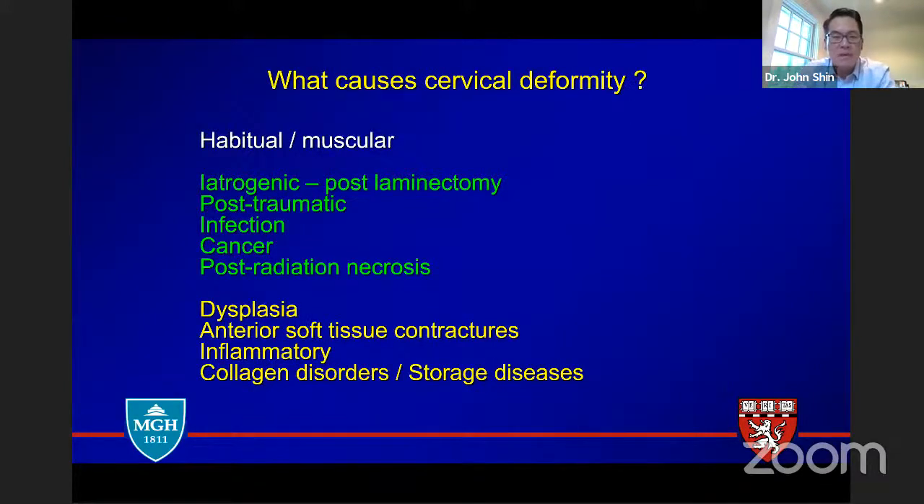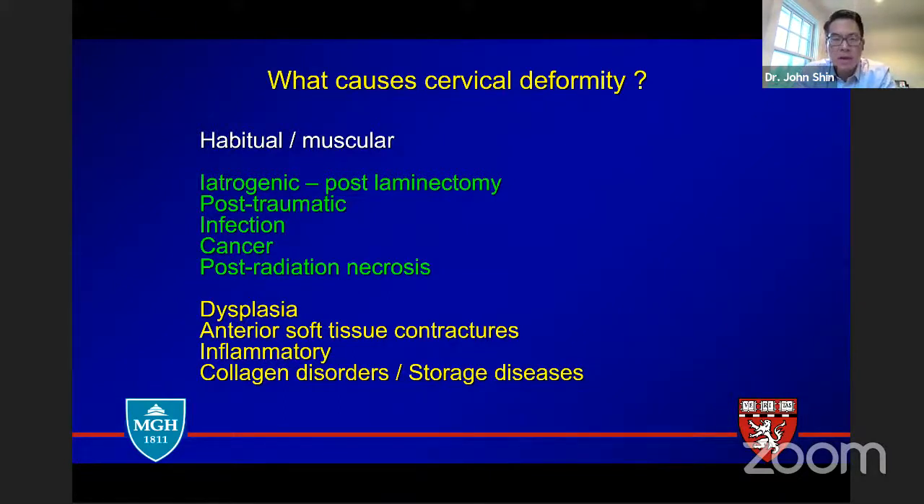So what causes a deformity? A lot of times it can be muscular. So patients with whiplash or chronic neck pain or habitual problems, you can see that. And sometimes that can improve with physical therapy, massage therapy, various interventions and treatments. And so the assessment of that is really multidisciplinary.